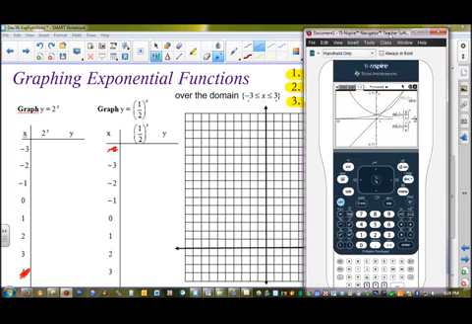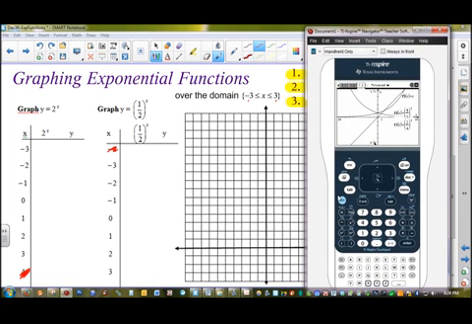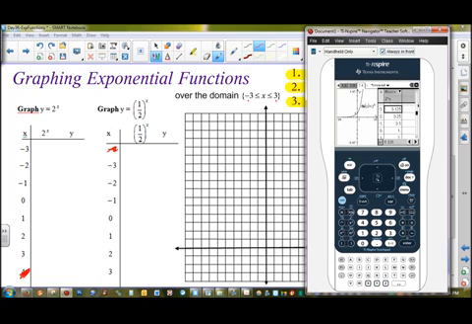Okay, so let's just leave our calculator right there, and I'll go to a new graph page, and I'm going to add that first graph 2 to the x power. And there's my curve. Control T will give me the table, and I'm going to need to go up to -3, so let me get up there and see what's up there. Okay, at -3 I got a 0.125. Let me check that off so it'll stay out there. A 0.125.